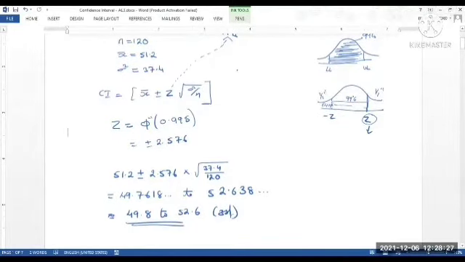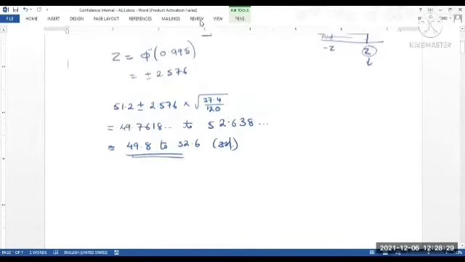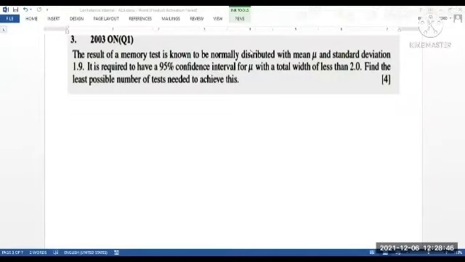All right, let's now go to the next question. The next question says that the result of a memory test is known to be normally distributed with mean mu and standard deviation 1.9. It is required to have a 95% confidence interval for mu with a total width of less than 2.0. Find the least possible number of tests needed to achieve this.